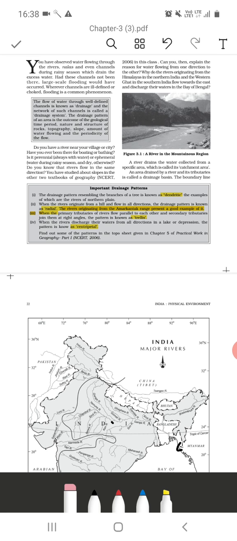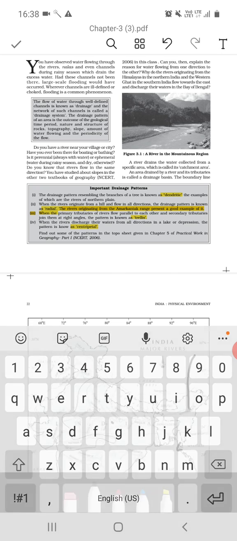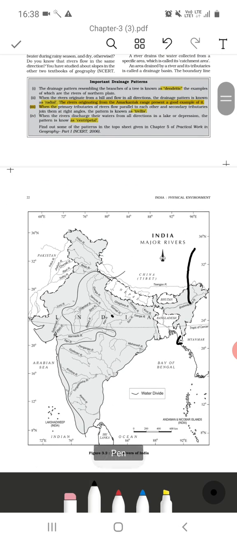The next one is trellis drainage pattern. In such drainage patterns, rivers flow parallel to each other and their tributaries join them at right angle. For example, Narmada and Tapi. Let me show you that. Here we have river Narmada and this is river Tapi. They are almost parallel to each other and their tributaries are joining them at right angle, like river Tawa and other tributaries which join Narmada and Tapi. These rivers are flowing almost parallel to each other, so they are making trellis drainage pattern.